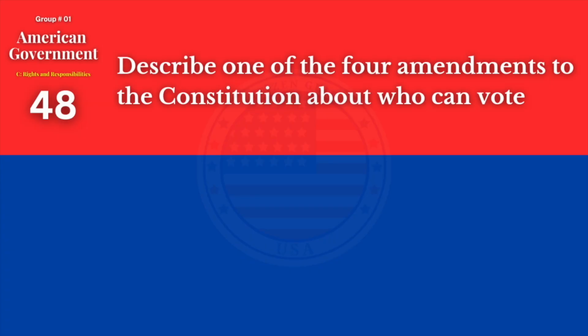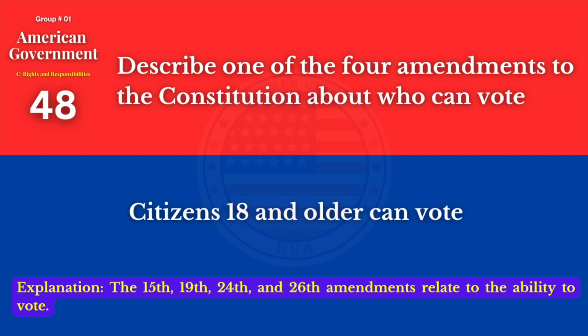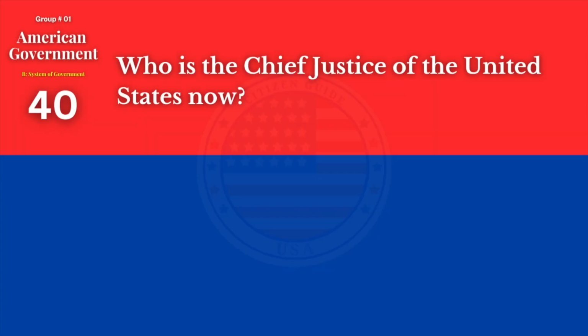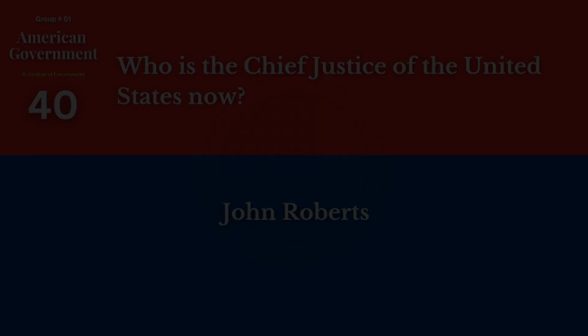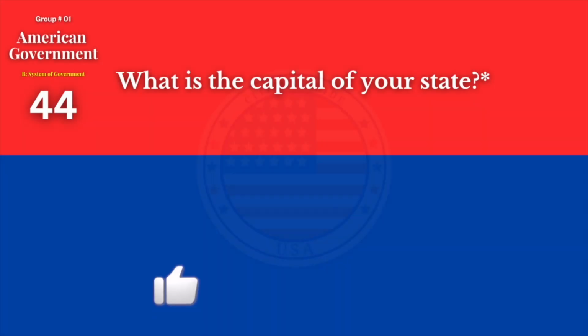Describe one of the 4 amendments to the Constitution about who can vote. Citizens 18 and older can vote. Who is the Chief Justice of the United States now? John Roberts. What is the capital of your state?